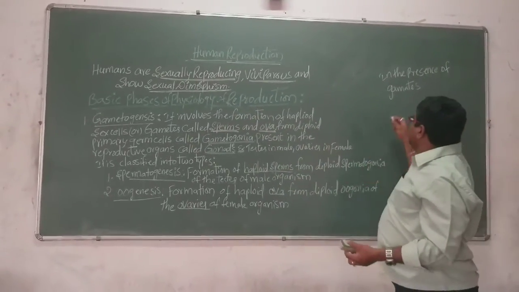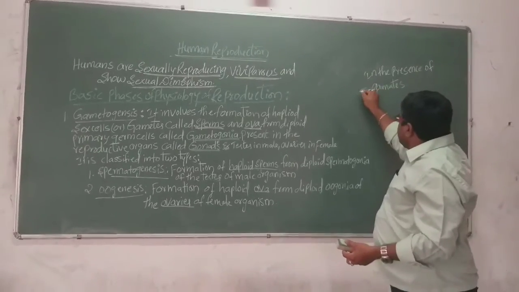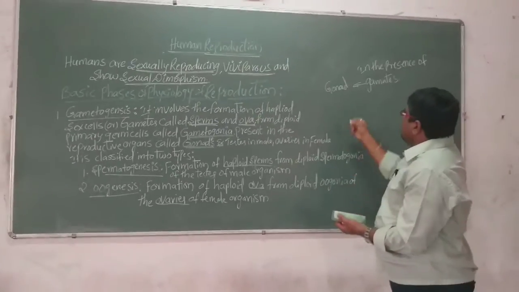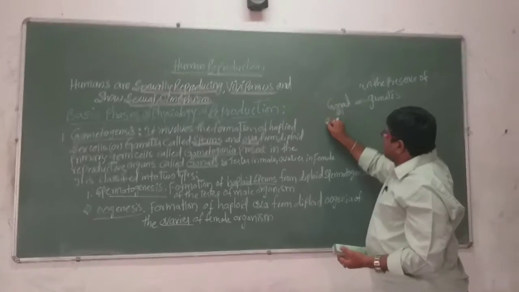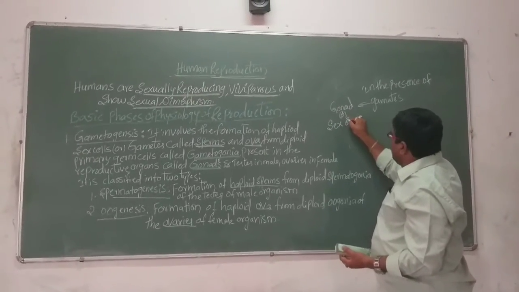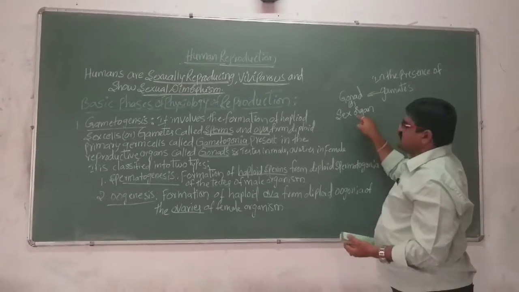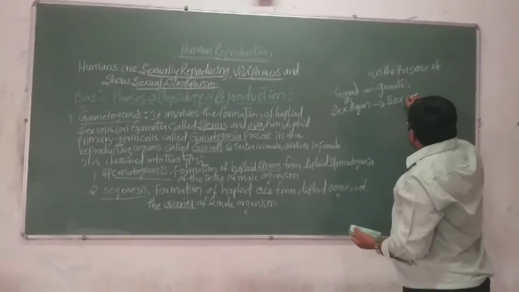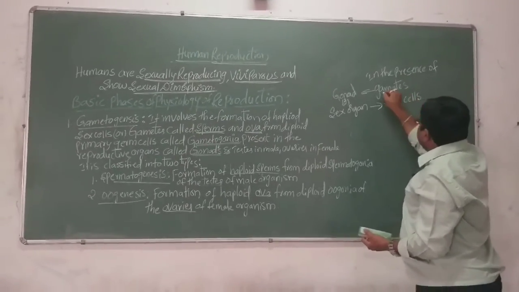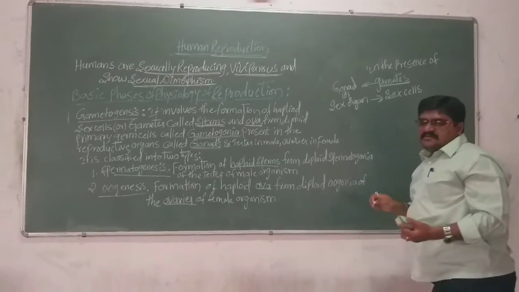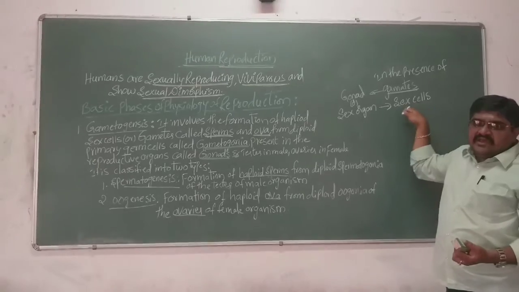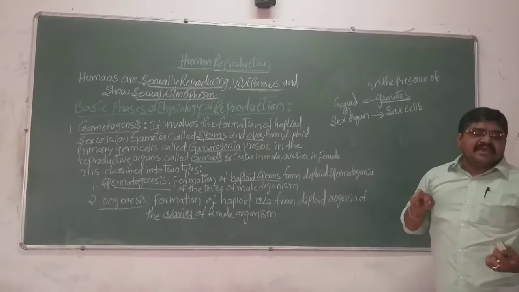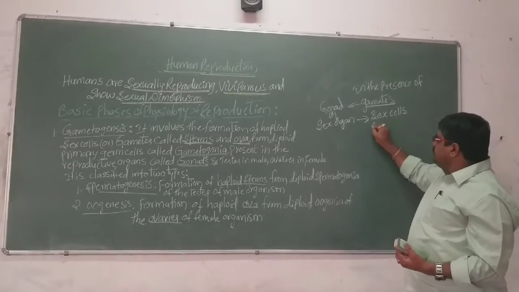The gametes are produced from the gonads. Gonads we can call the sex organs, the primary sex organs. From the sex organs, the sex cells are produced, and we can call the sex cells gametes. The male contains the male gametes and the female contains the female gametes. The male gametes are called sperms.